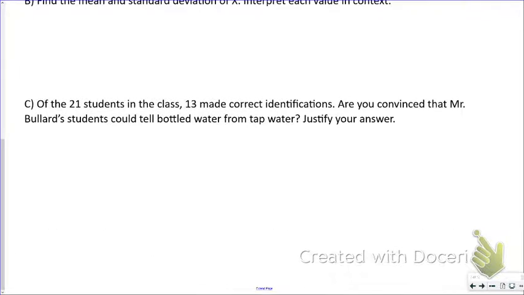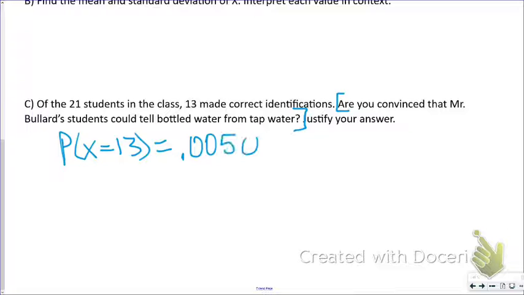Of the 21, 13 made correct identifications. Am I convinced that students could tell bottled water from tap water? So here's the question. And this question is quite the loaded question. I mean, we have to think quite a bit about it. First, we're going to do binomial PDF. And we get 0.0050. This is way unlikely. But remember, we're assuming guessing with this.